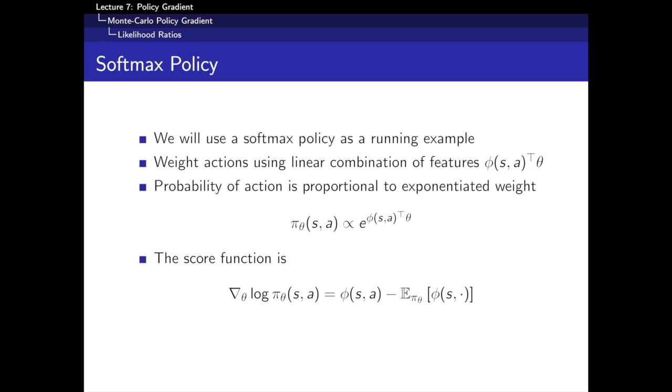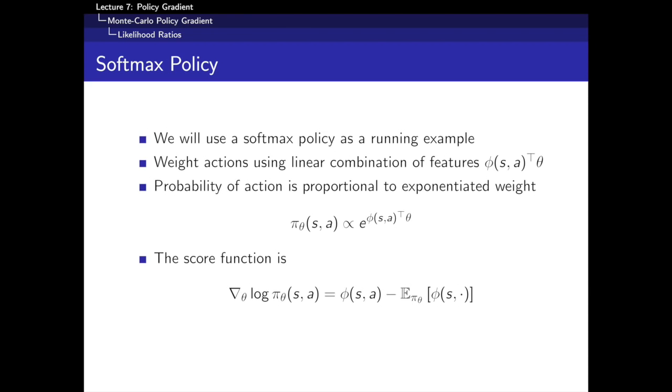And now what we're going to try and do is find the gradient of this thing. We want to know, how do we adjust this thing so as to get more of the good things? So we need to know the score function, and the score function is very intuitive for this softmax. The score function, the gradient of this log policy, is just the feature for the action that we actually took minus the average feature for all the actions we might have taken. So it's basically saying, how much more of this feature do I have than usual? And that's the score function.